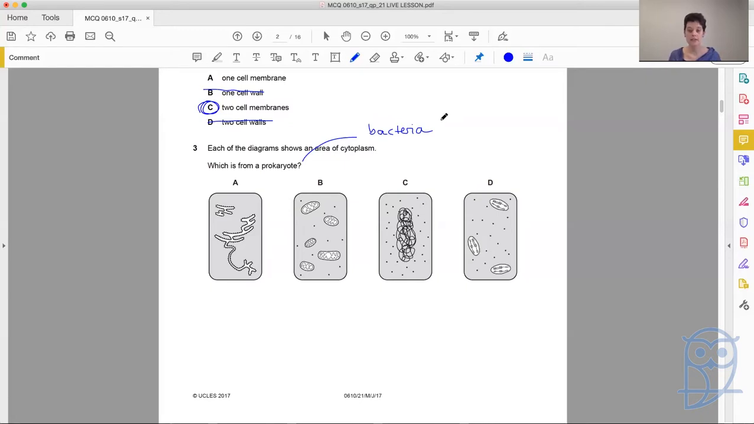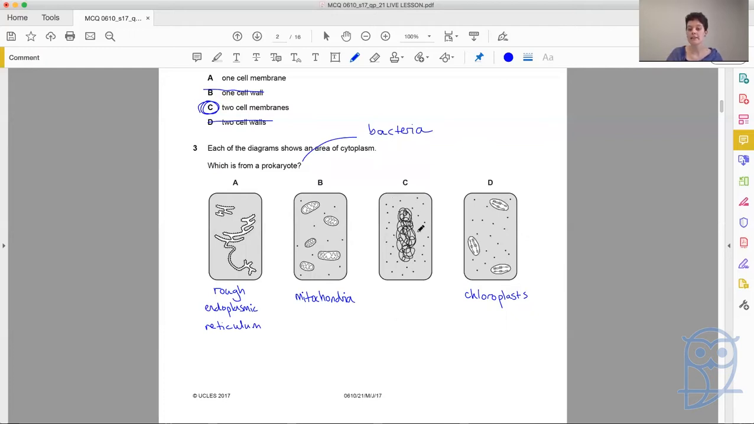So if we look at these, we can see rough ER, spelling atrocious, so rough endoplasmic reticulum is showing here in A. In B is one with teeth inside. These are the mitochondria. And in D, we have chloroplasts. Now, all of those are organelles. All of them have membranes around them, so they can't belong in a prokaryote.